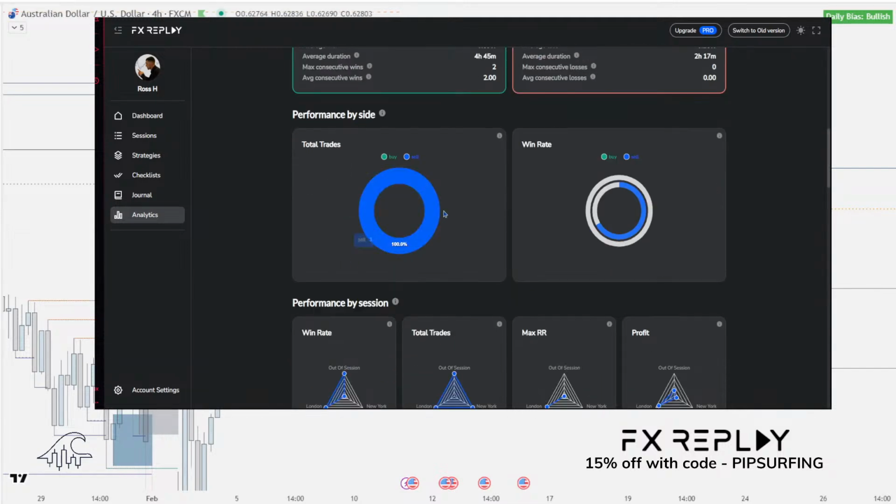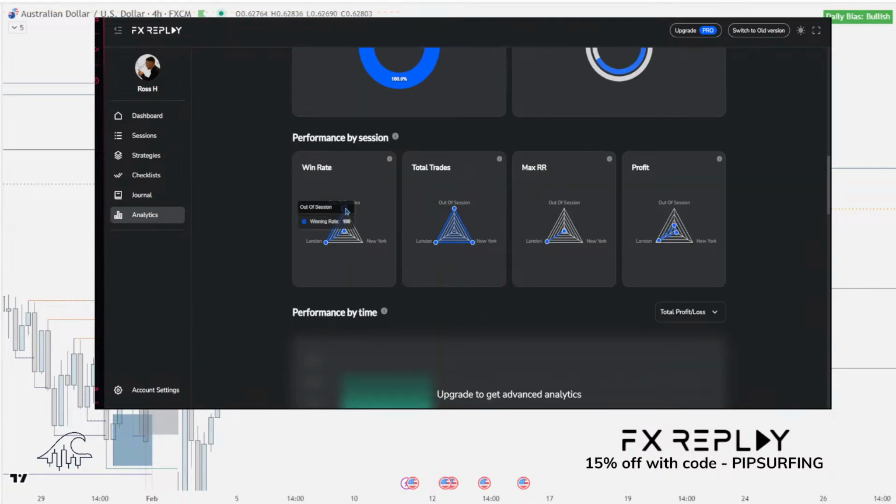You can see what sessions, so you were profitable in London and out of session, and then New York we had no trades taken at all. Total trades you can see is one in New York, one in the out of session, one in London. Max RR is during London.